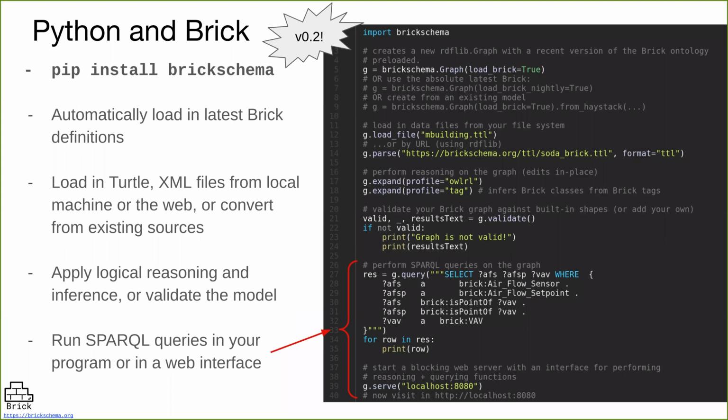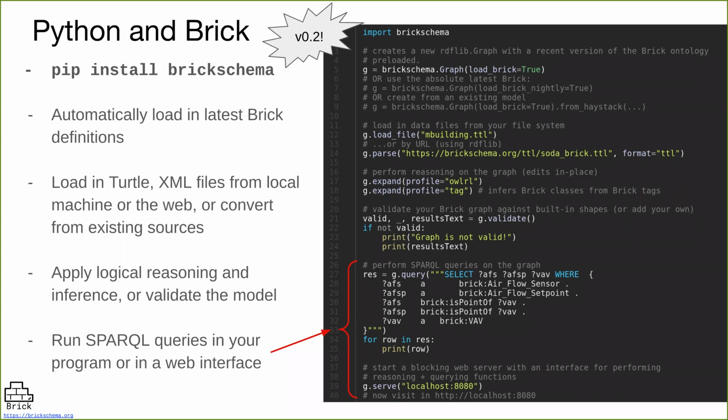And then lastly, you can now run SPARQL queries in your program. So after you've loaded in your graph, you've validated it, you've used a reasoner to produce all of the extra logical implications of the statements that are inside your graph, you can now run queries against that. This particular query is getting airflow set points and sensors for a bunch of VAVs. So you can do things like rogue zone detection.